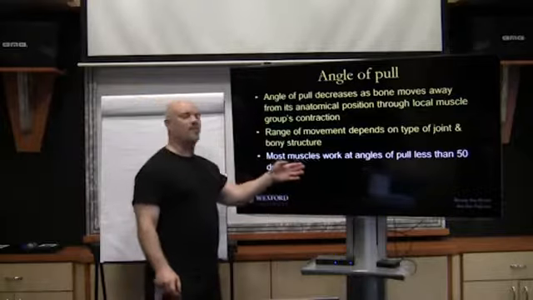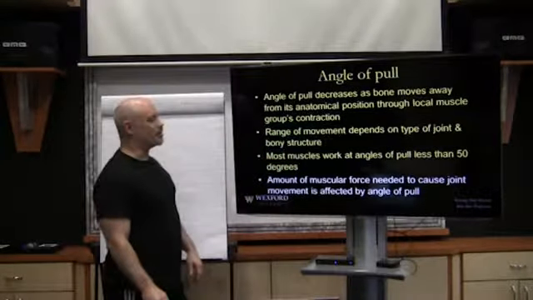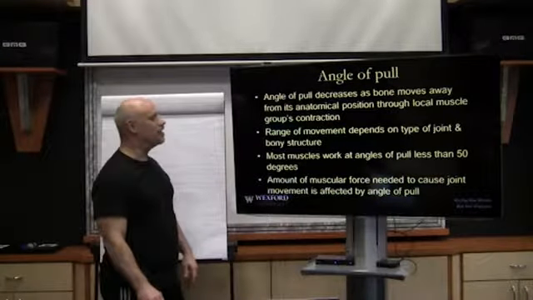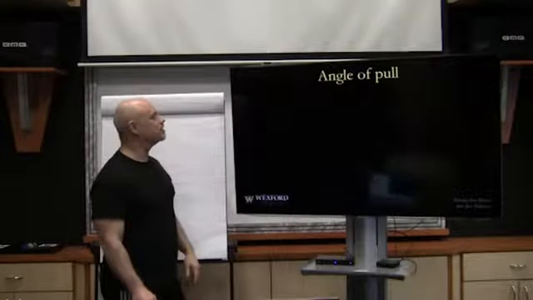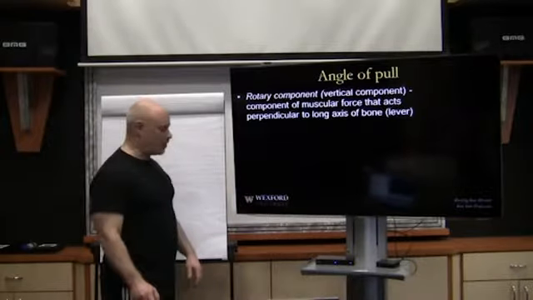Most muscles work at angles of pull less than 50 degrees. And the amount of muscular force needed to cause joint movement is affected by the angle of pull. So is the speed of movement as well. Now, there are actually two components here.